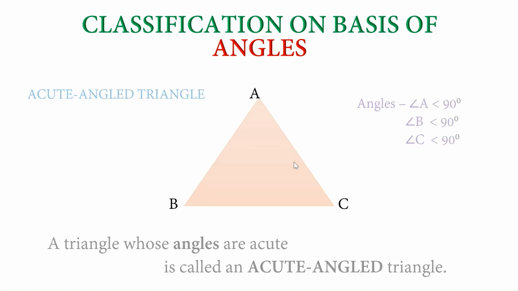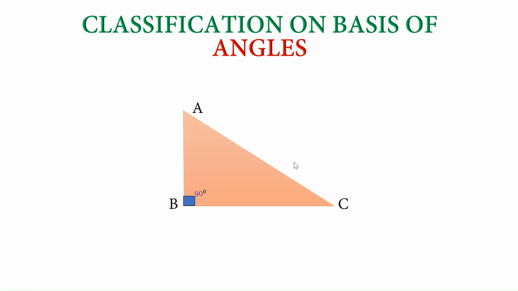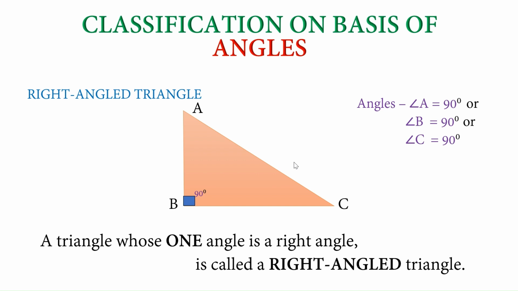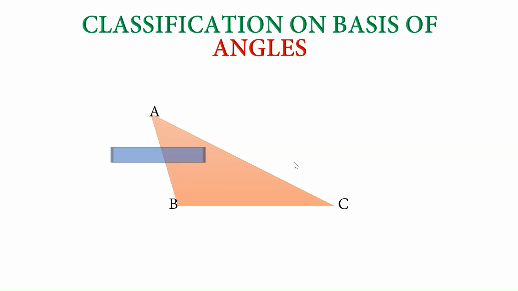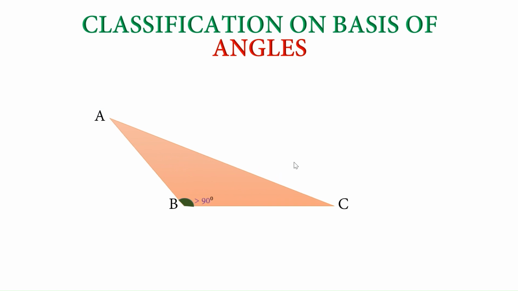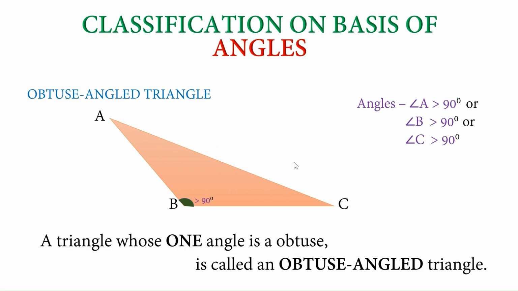Now, if any one of these angles is equal to 90 degrees, it can be at any vertex, then such a triangle is known as a right angled triangle. If any one of these angles is greater than 90 degrees, then that particular triangle is called an obtuse-angled triangle. In an obtuse-angled triangle, only one angle can be greater than 90 degrees.